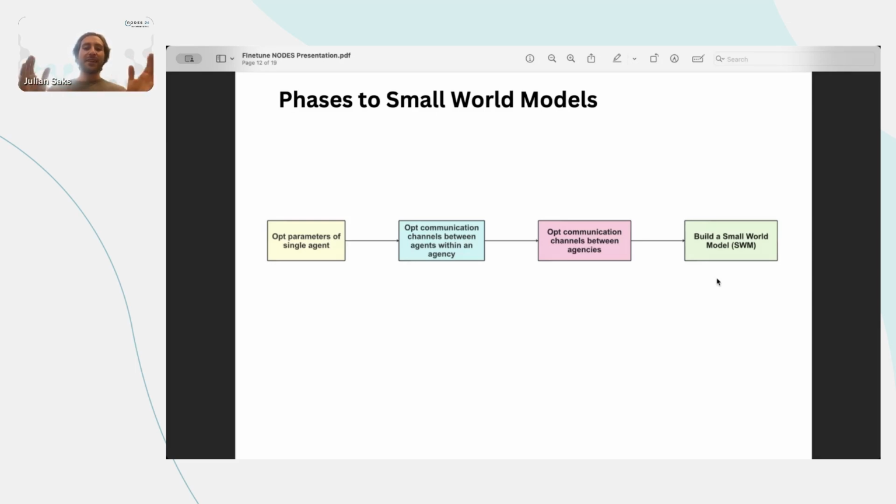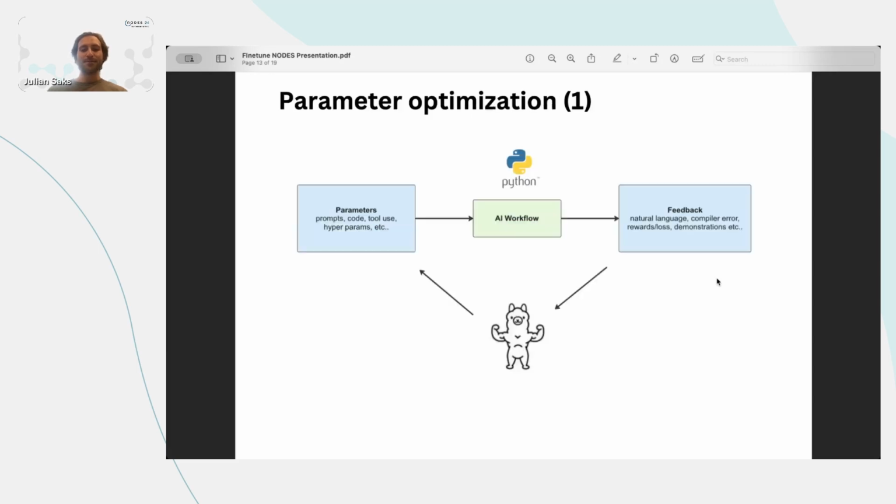And then it's about scaling that to channels between agencies, once you've formed very optimized, robust agencies. And then once we've got that, we'll look at building a small world model, but that's definitely for another discussion.